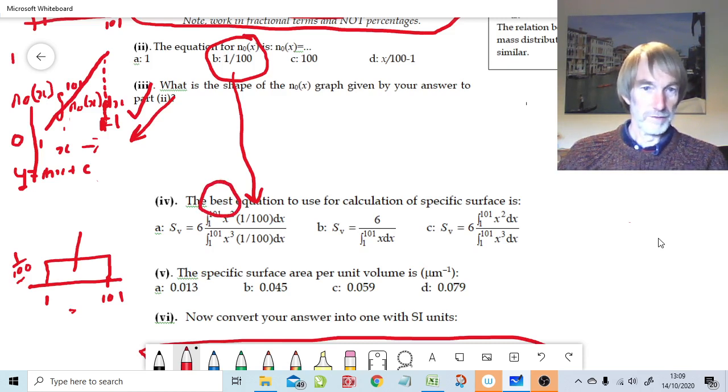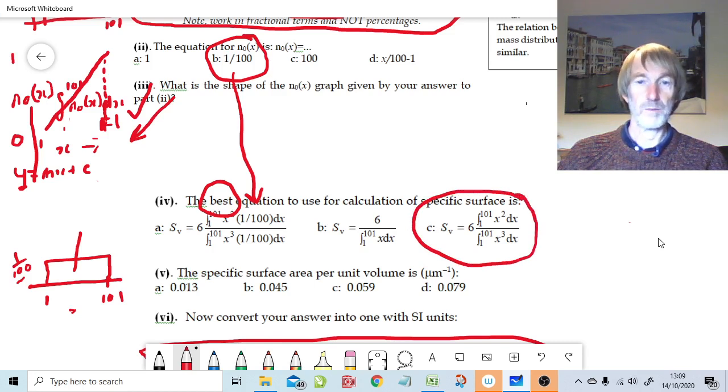N naught, 1 over 100, is obviously a constant, can be taken out of the integration and cancelled out. So the best equation to use is actually this one down here. There's less chance of making a mistake because we've simplified the equation. We can't cancel any x's, but we can certainly take constants out of the integration and then cancel them out. So this is now what we need to calculate.